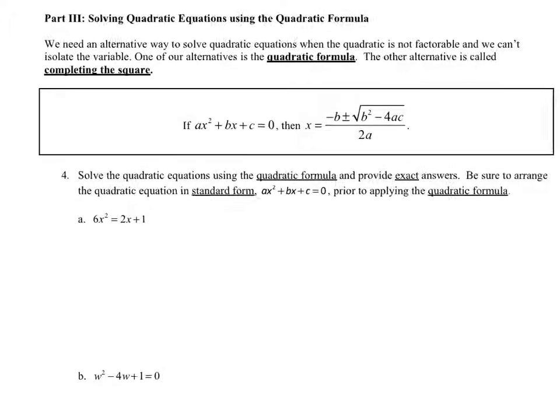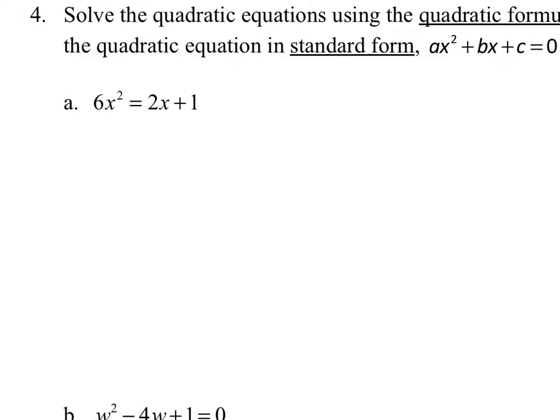So first you want to get 0 on one side. In this first example, I'm going to move the 2x and the 1 over to the left side. So I get 6x squared minus 2x minus 1 equals 0. And I'm going to identify my a, b, and c. A is the coefficient of x squared, so that's going to be 6. B is the coefficient of x, which is negative 2. And c is the constant, which is negative 1.